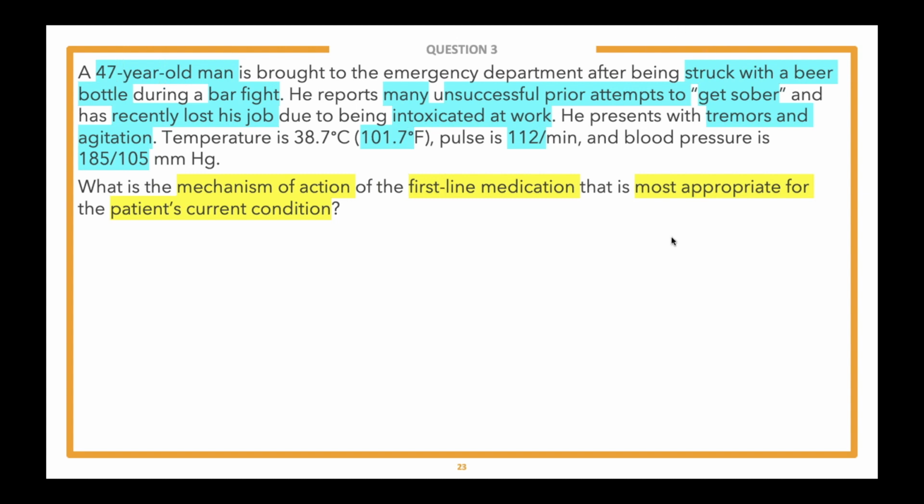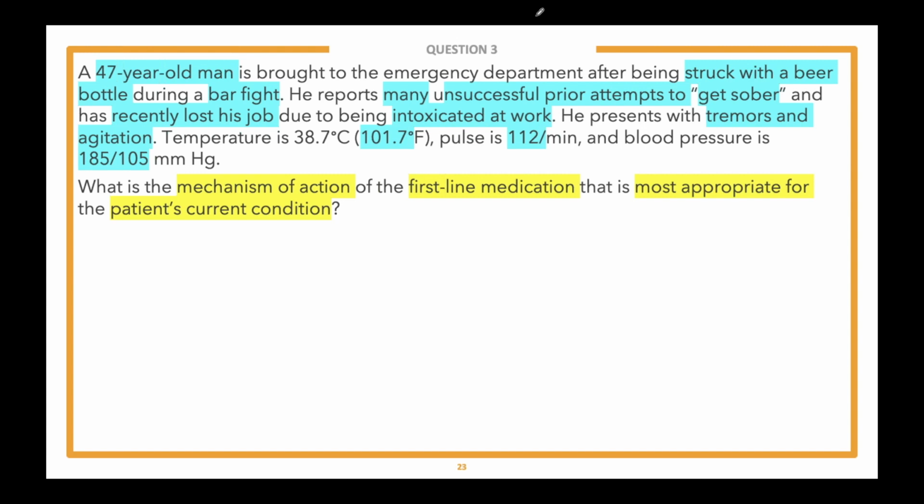Well, how many steps is this question? I think 1, what's that current condition? 2, what's the first-line medication for that current condition? And then 3, what is the mechanism of action of that medication? So once again, we're going to try to figure out what's the current condition, number 1. 2, what's the first-line medication for that? And 3, what's the mechanism of action for that first-line medication? So a nice 3-step question here.